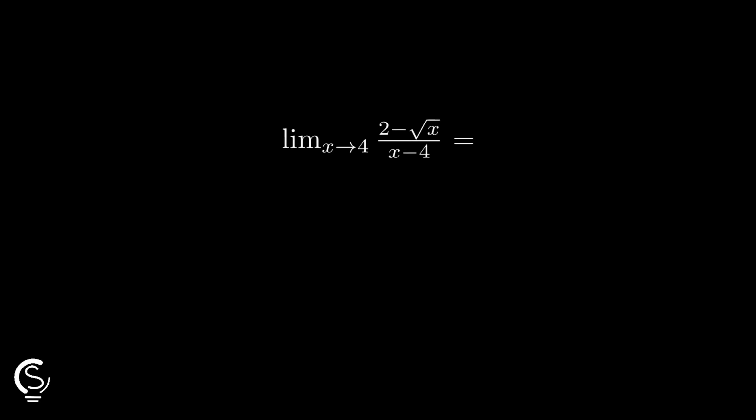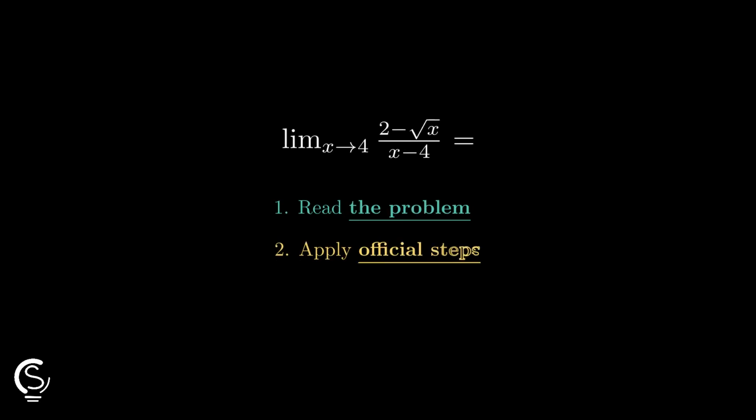Limits can look nasty, but this one collapses fast. Watch how a smart algebra move turns that square root fraction into option A in seconds.